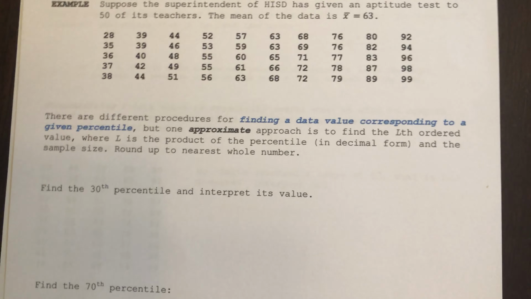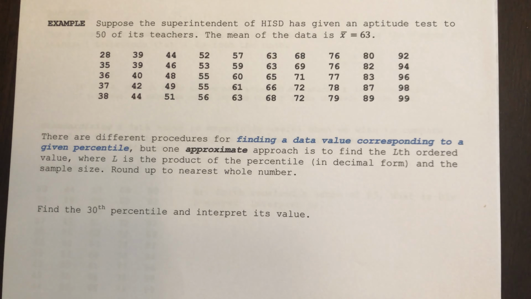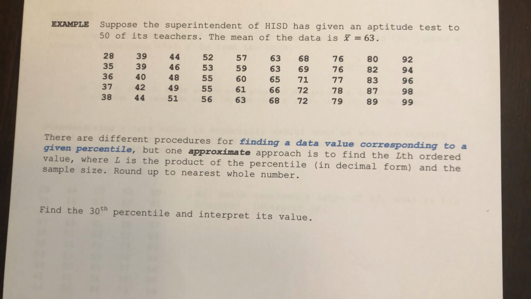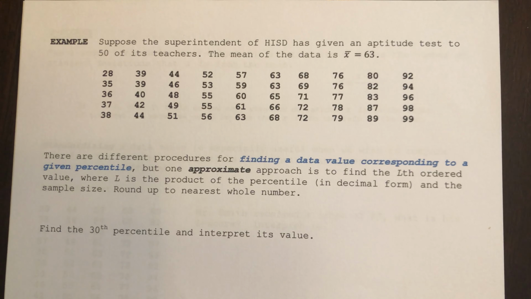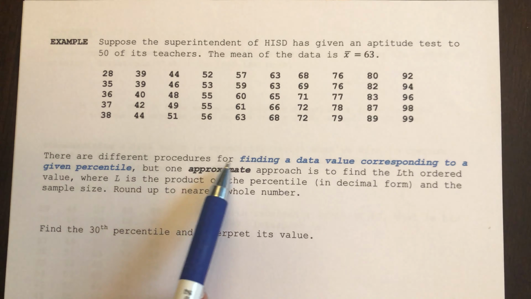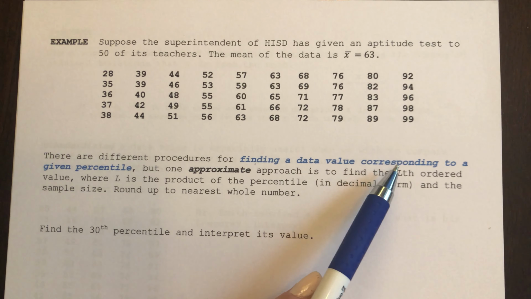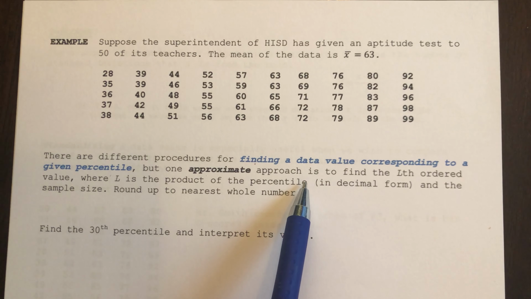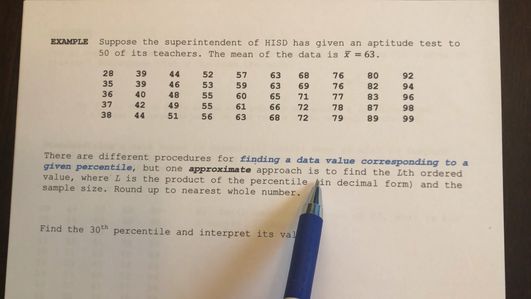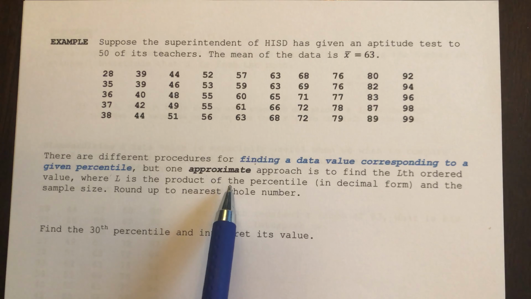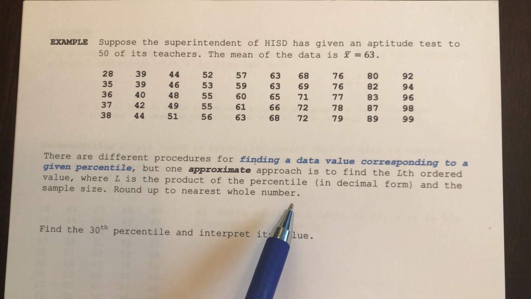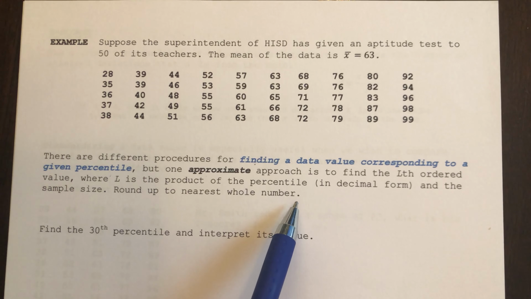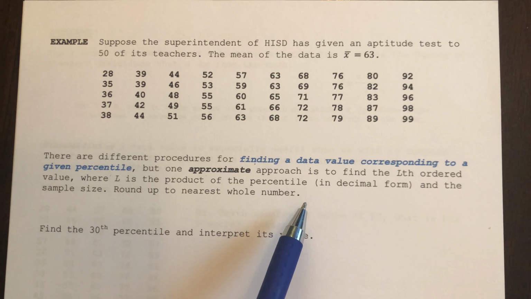I put the example there at the top of the page again so that we don't have to flip back and forth. So there we are. Okay. And then it says here there are different procedures again for finding a data value corresponding to a given percentile. But one approximate approach, okay, so this time we're doing the opposite. I'm going to tell you what percentile I want, and we're going to find the data value that fits that. Whereas on the previous page, we were given the data value and you found its percentile.